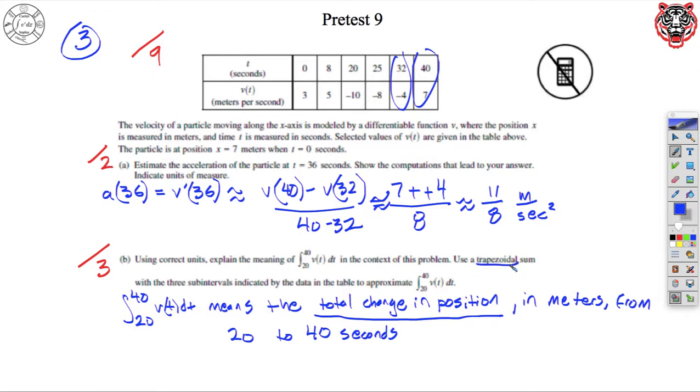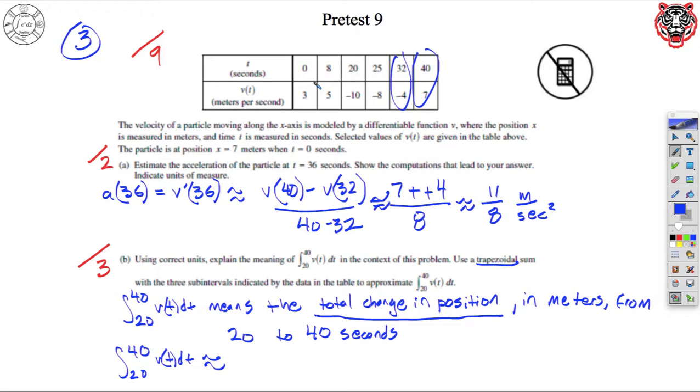And we're using a trapezoidal sum. All right, so we say integral between 20 and 40 of V(t) dt. This is going to be approximated by trapezoidal sum, which means that I'm going to be doing difference here, which is 8, average here, which is 4. Wait, Mr. Simone. Oh, yep, I'm making a mistake, but yes.